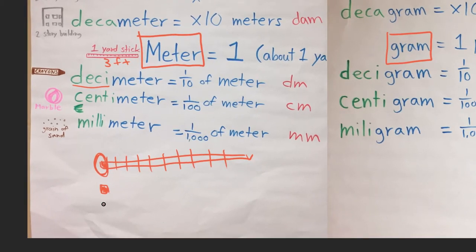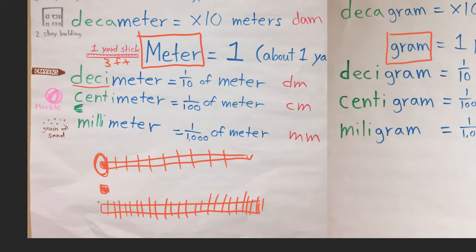Same thing for centimeter. So centi means 1/100th. So if I broke up this yardstick, which is about 3 feet long, into 100 pieces, if I measure one of these pieces here, that would equal 1 centimeter. Okay, one piece out of 100, or 1/100th of a meter.